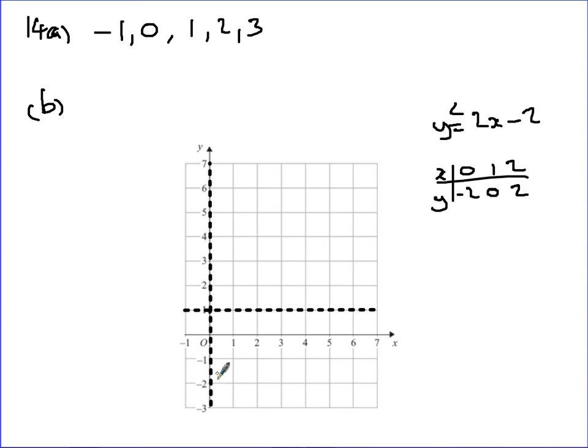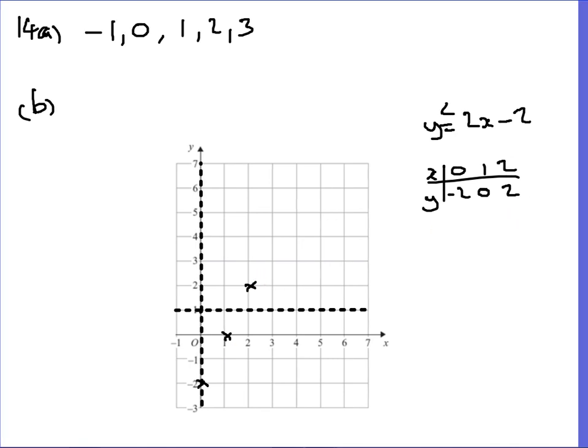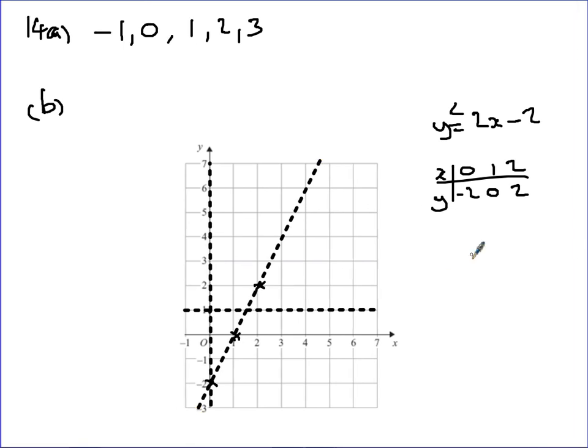So if I plot these values in, we're there. Now it's again a dotted line because it's not saying equal to. So I draw my line up there. Now this one is saying less than, so we'll look at that in a minute. We'll then plot the other value. Imagine it's an equal to sign.